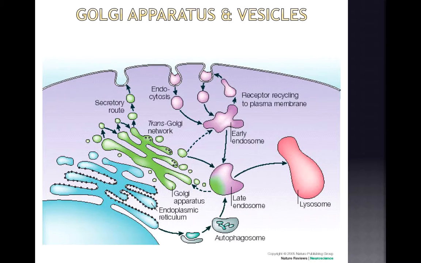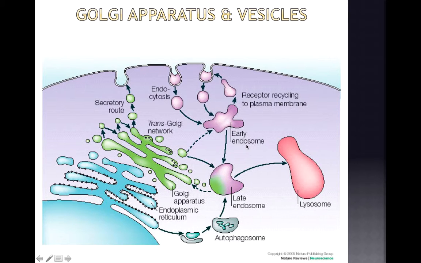So for example, a cell could produce hormones, and hormones are proteins that are used for signaling. Once they are released into the outside of the cell, the hormones send signals to other cells to perform other functions.